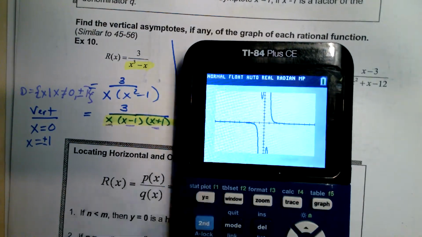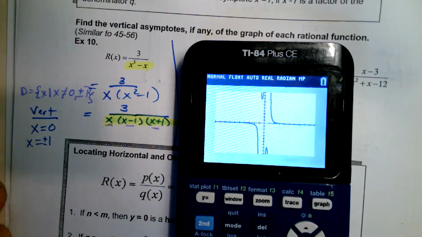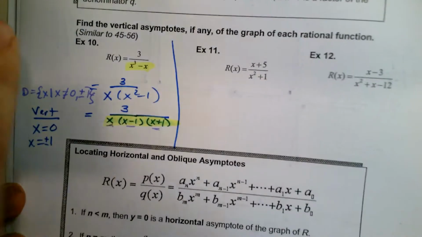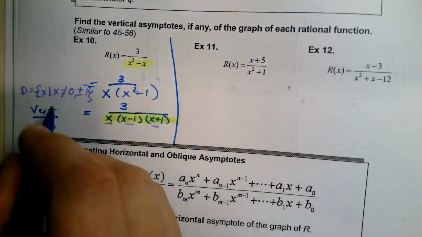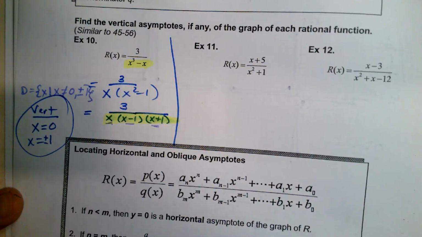Okay. And eventually we're going to start graphing these in the next section. So we need to know how to do this. All right, any questions on my vertical asymptotes?